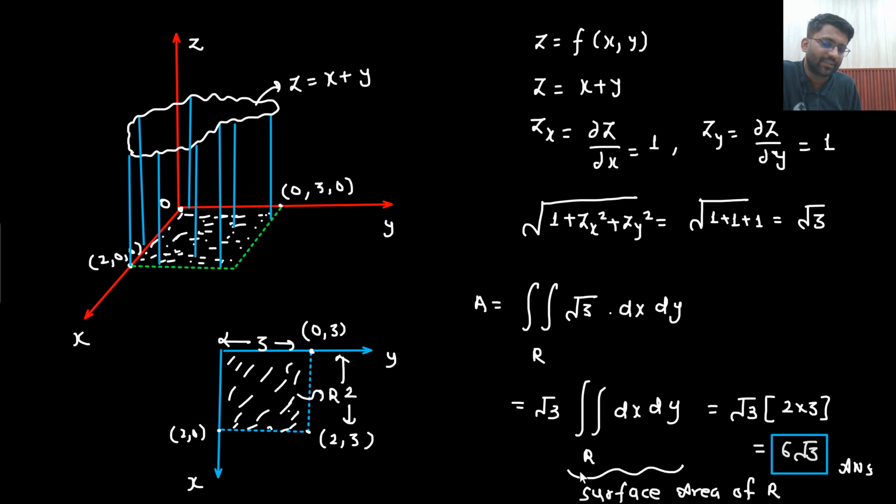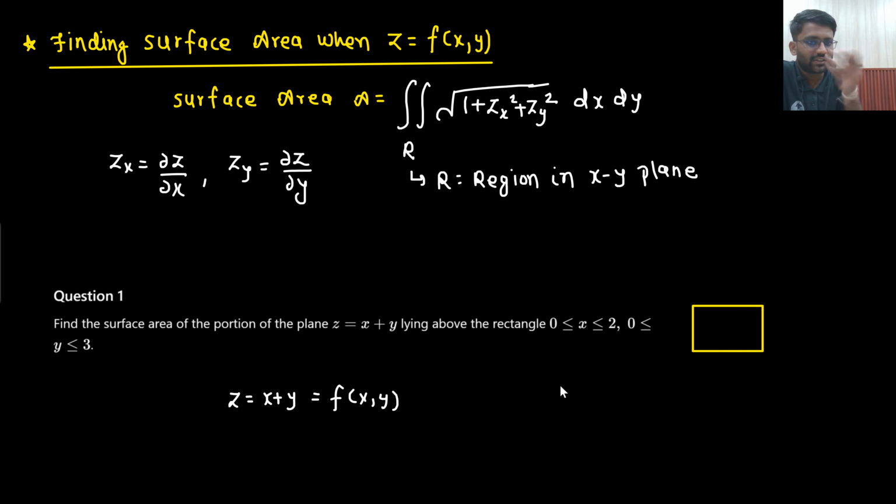Now I am simply supposed to find out this particular integration, which is simply the surface area in the xy plane. In the xy plane, what is the surface area? That is 3 into 2, 6. 6 under root 3 is the answer. So the curved surface area of this particular structure would be 6 under root 3. That would be the answer.